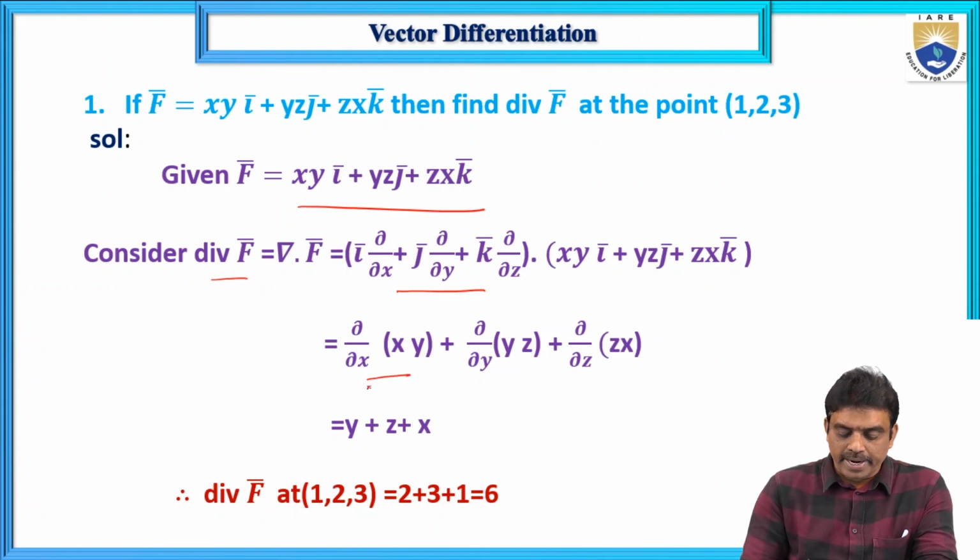So this is dou by dou x of xy, the partial derivative of this function with respect to x. So y is constant, and x will become 1, into y, that is y, the first term.